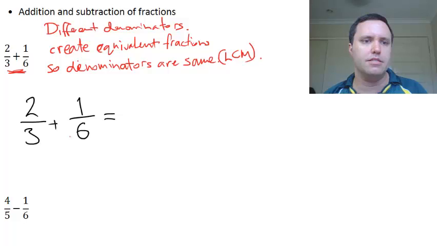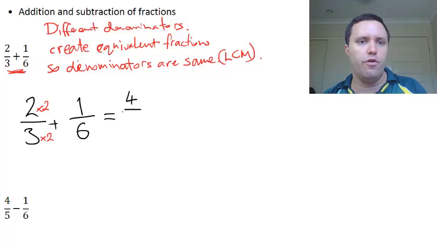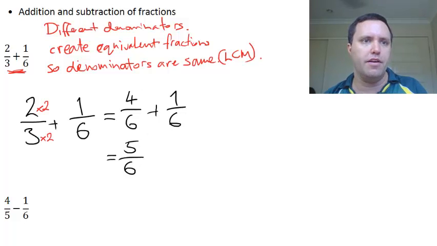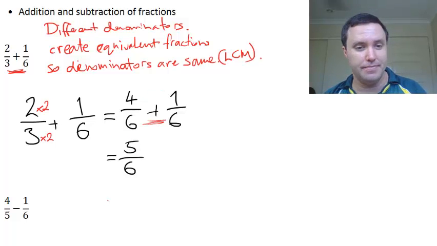Now to get 3 to become 6, remember, this is an easy one. I can go 3 times 2 to make it 6, right? But if I'm going to do that to the bottom, I also have to do it to the top. That's really, really important. Okay? So now I rewrite it. I now have 4 over 6 plus 1 over 6, and that's going to be 5 over 6. Because remember, when the denominators are the same, you just add the numerators together to get 5.